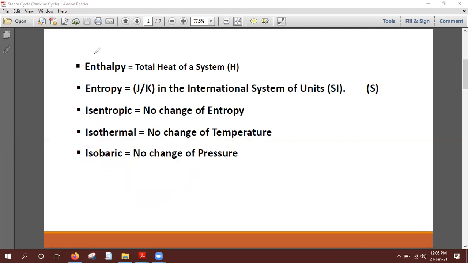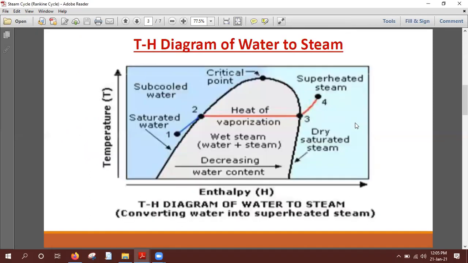One is enthalpy, that is total heat. One is entropy, that is also a heat, but it is the amount of heat required per Kelvin temperature increase. The isentropic means no change of entropy. The isothermal means no change of temperature, and the isobaric means no change of pressure. Okay, so these are the terms we need to know in the future.